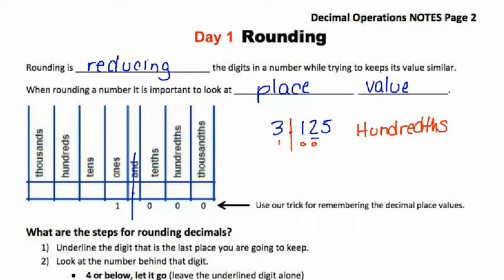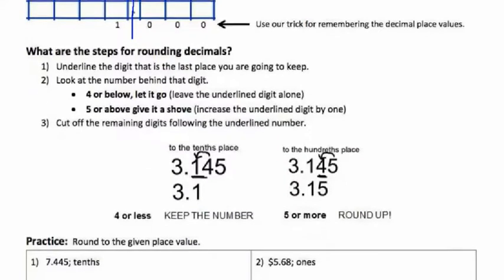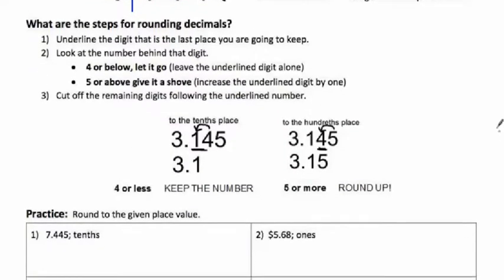Now, if we look down below at the next part of that page, it says, what are the steps for rounding decimals? You underline the digit that is in the last place you're going to keep. Look at the number that is behind that digit. Now this is our rule: 4 or below, let it go. So leave the underlined digit alone. We're not going to do any rounding with that digit.